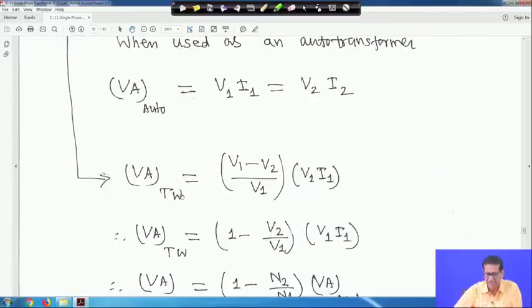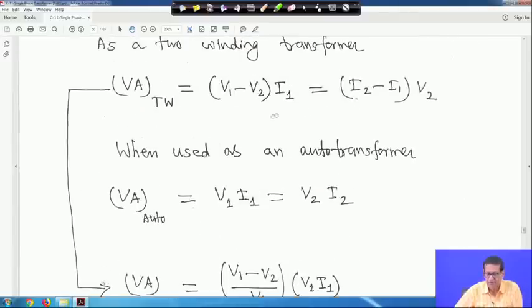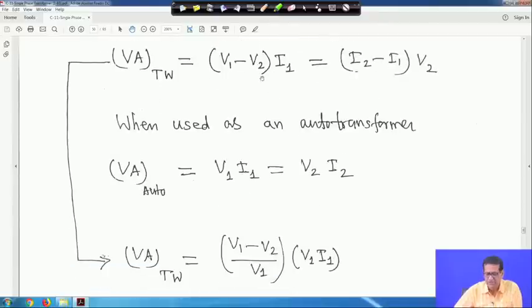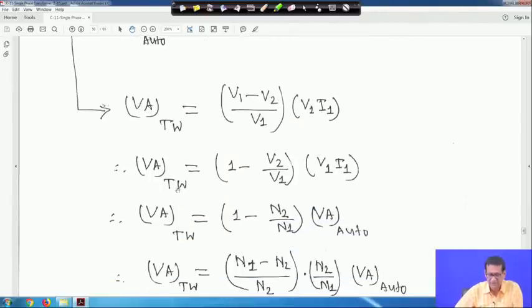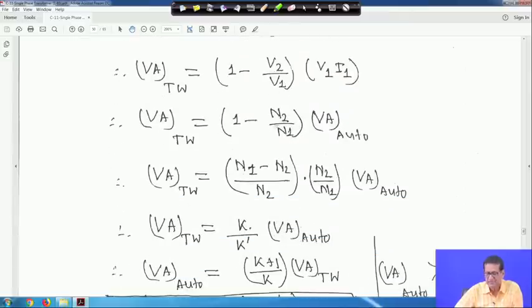Therefore, we can write VA of the two winding transformer as V1 minus V2 into I1. So, divide numerator and denominator by V1. If you do so, it will be (V1 minus V2) upon V1 into V1 I1, right. Or VA two winding transformer is equal to this bracket part, you can write 1 minus V2 upon V1, into V1 I1. Or you can write V2 by V1 is equal to N2 by N1, so 1 minus N2 upon N1, and V1 I1, that is the volt ampere rating of the auto transformer, that is VA auto, right, because V1 I1 is equal to V2 I2. So, it is our VA auto transformer.